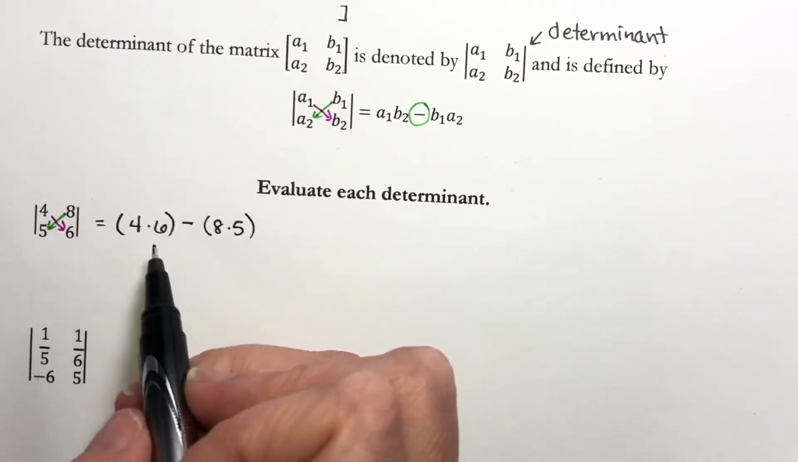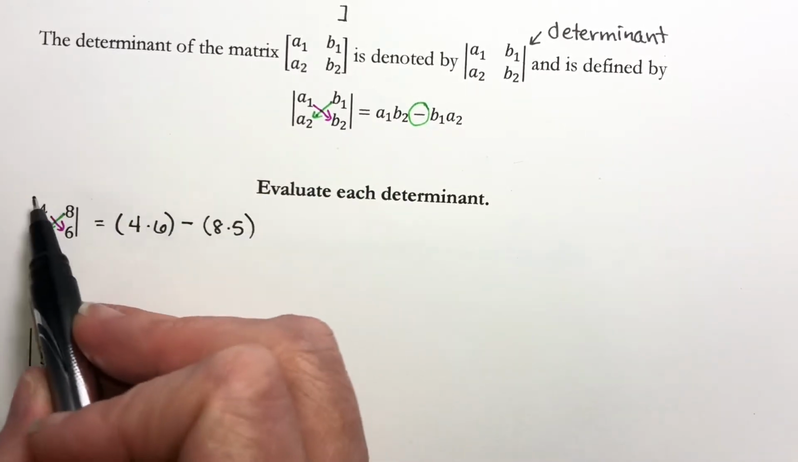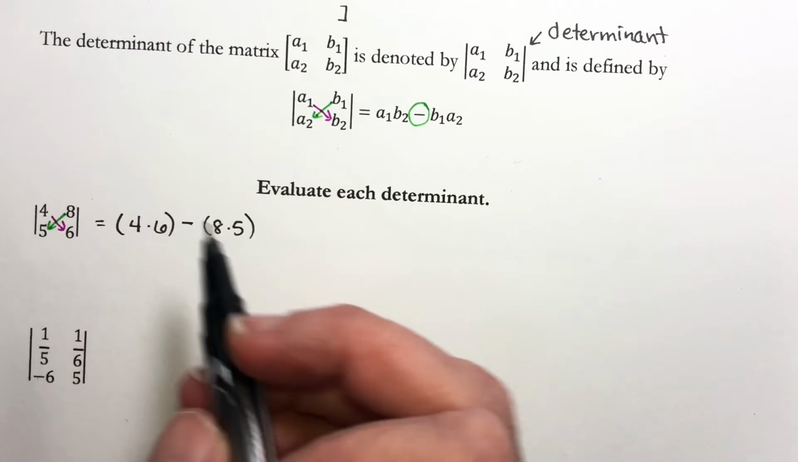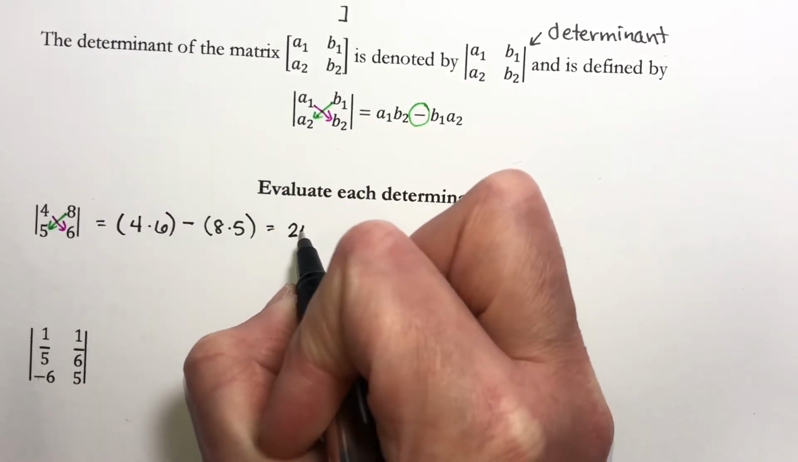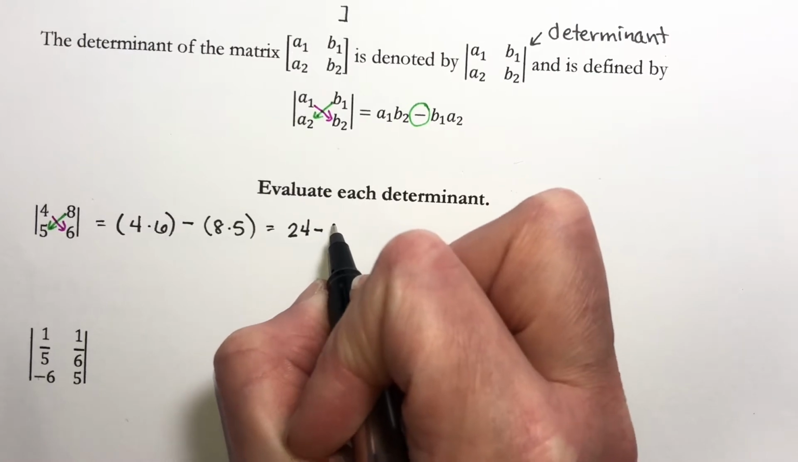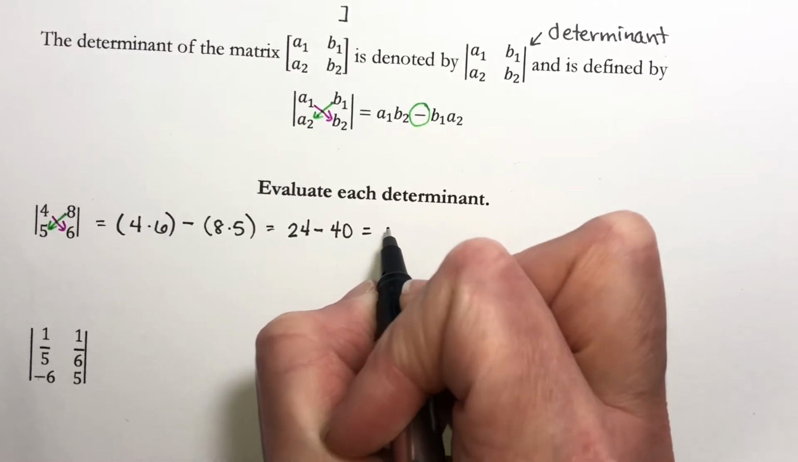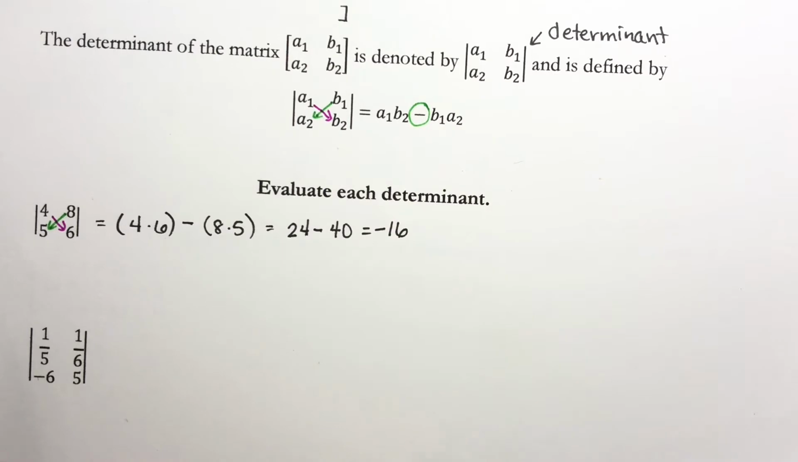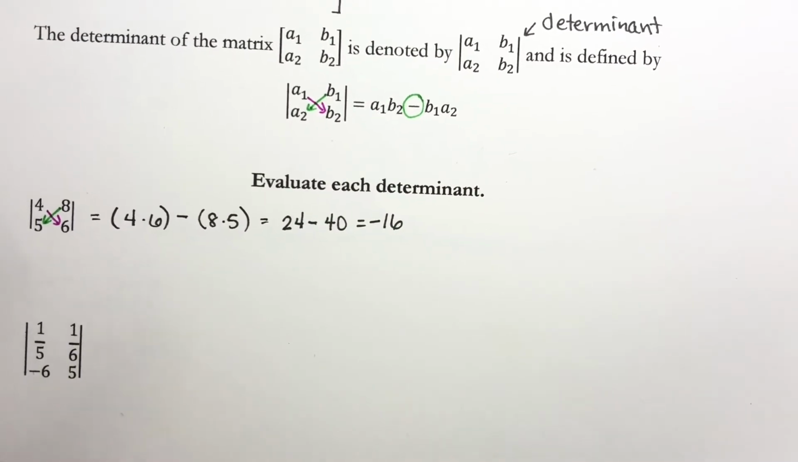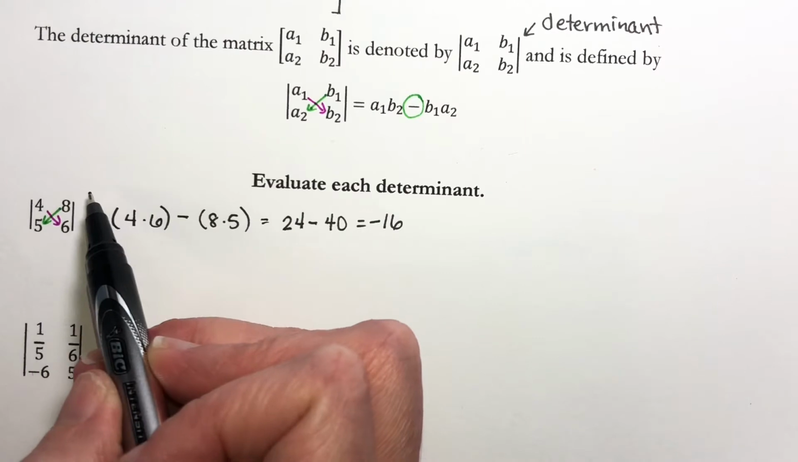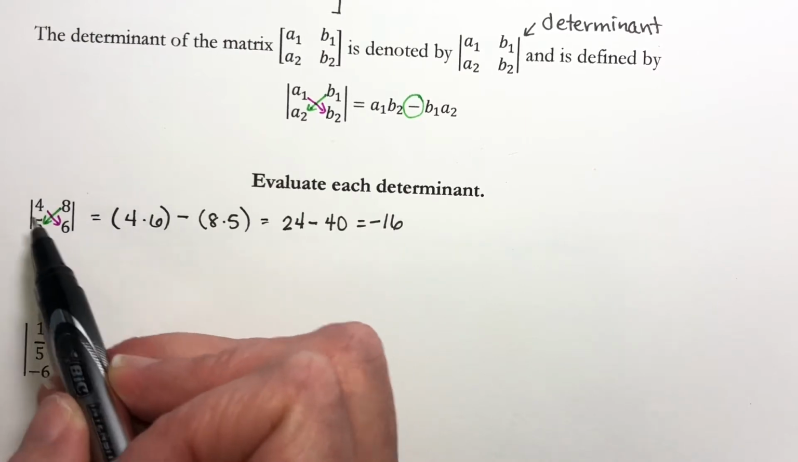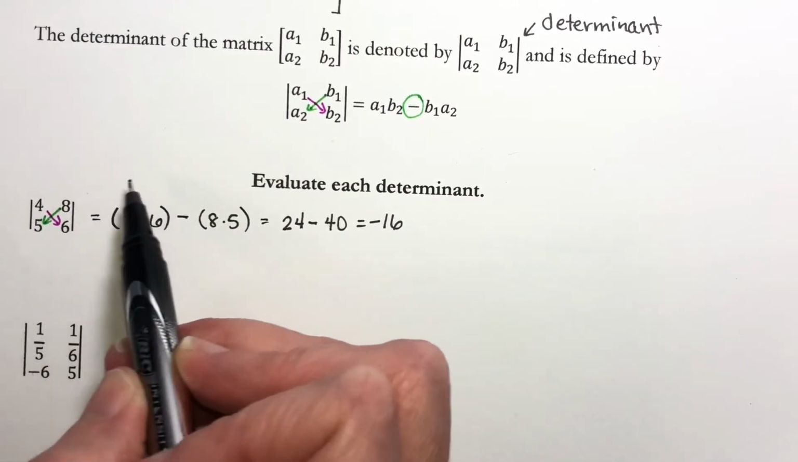And by the way, it does not matter whether you do 4 times 6 or 6 times 4, as long as you're multiplying on the diagonals. This would be 24 minus 40. And so your answer here is negative 16. Now, I know you don't know why you would want to do this at this point, but that's okay. We just have to learn how to do the calculations. So you multiply on this diagonal, and then you multiply on this diagonal, and you subtract. You do this one minus this one.